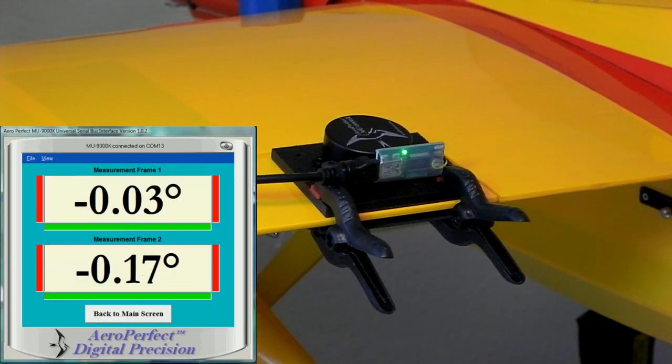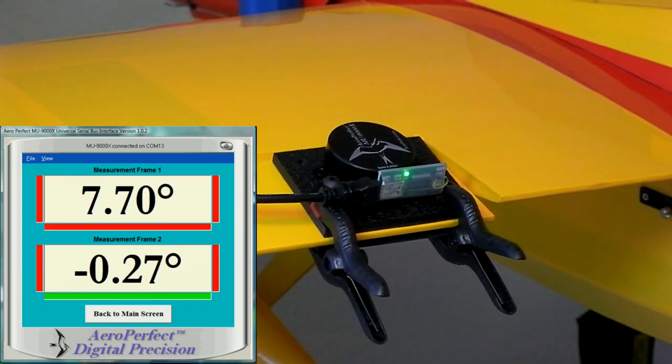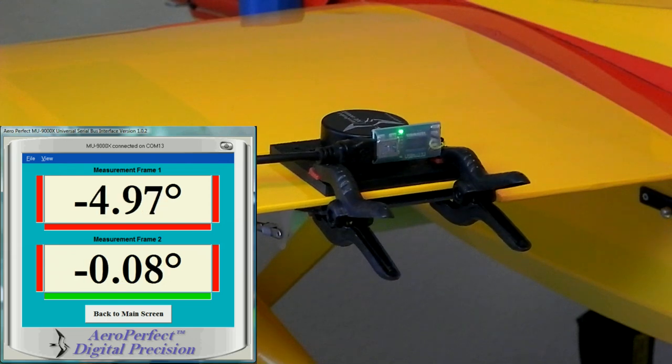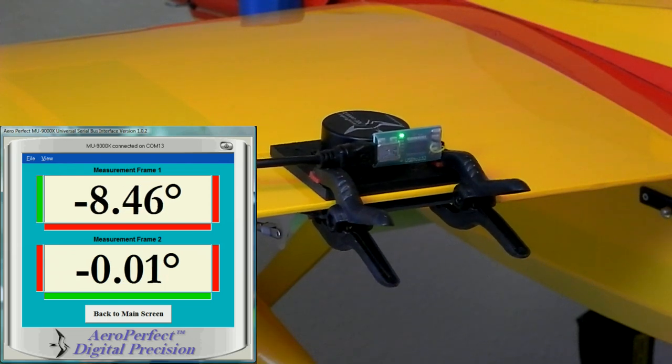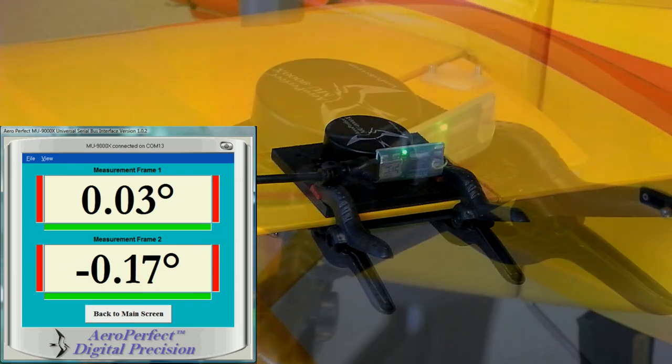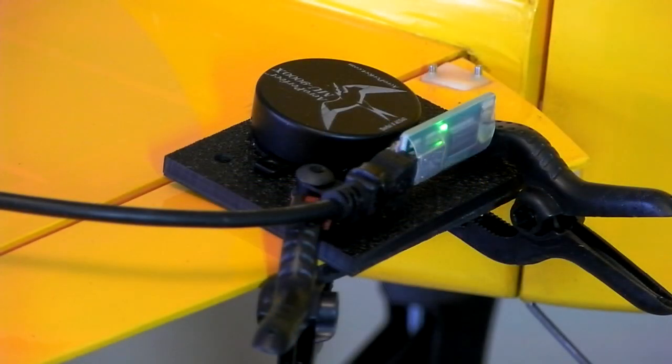Unlike setting the high rates, we don't have to set the radio EPAs for each direction because the radio's dual rate adjustment is a percentage of the high rate for both directions. The method for setting high and low rate surface deflection for ailerons is the same for elevators, so now I'll focus on matching elevator halves.